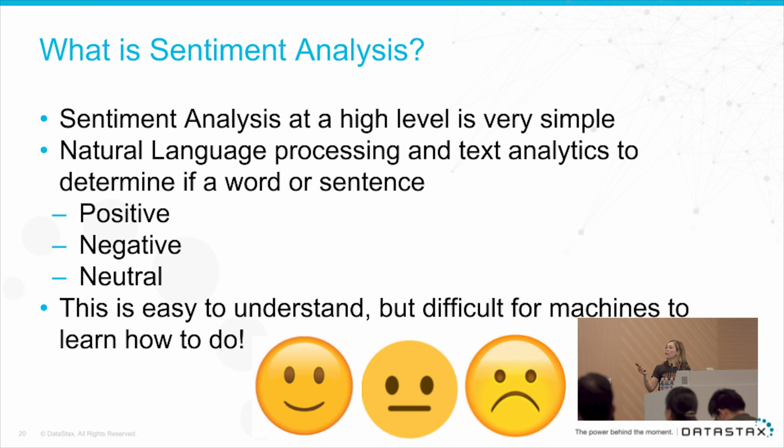Okay, so now we're going to start talking about the overarching thing of this talk, which is the Twitter movie reviews. So what is sentiment analysis? What are we going to try to do here with data science? At a very high level, you could probably have whole courses on sentiment analysis. But for this case, we're just going to talk at a very high level, and it's very simple. It's basically natural language processing and text analytics to determine if a word in a sentence is positive, negative, or neutral. So this is very easy for us to understand at a high level, but it's very difficult for machines to learn how to do.